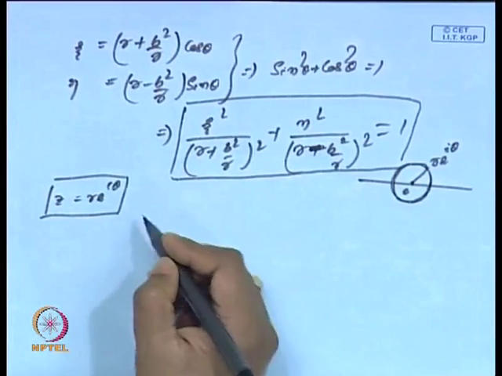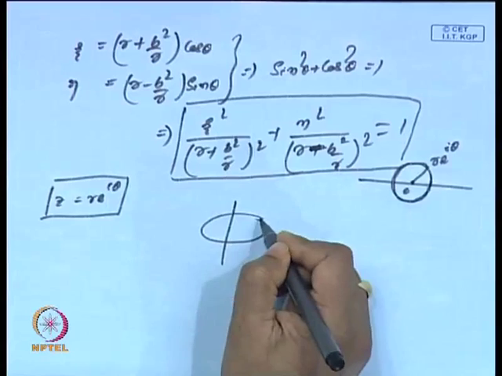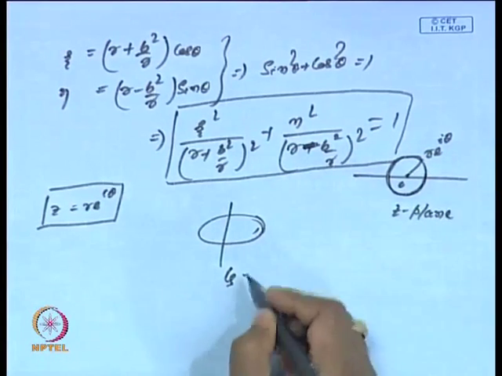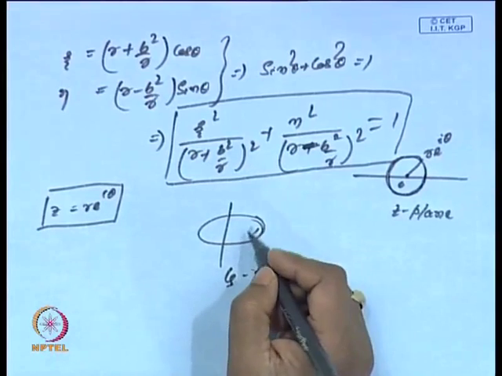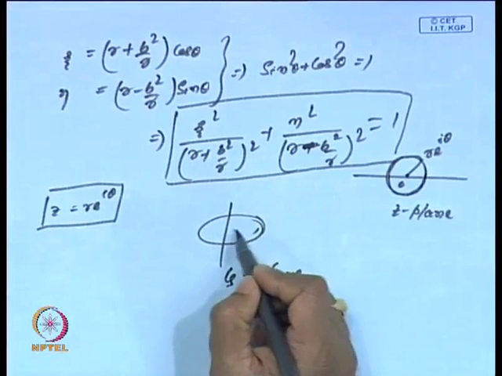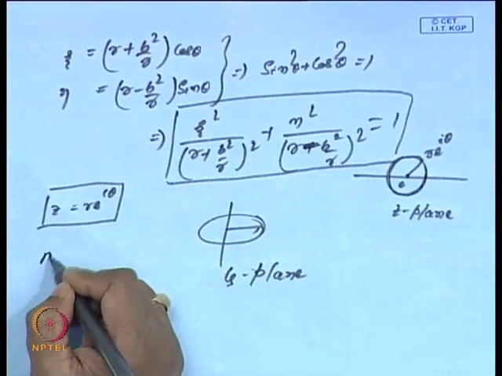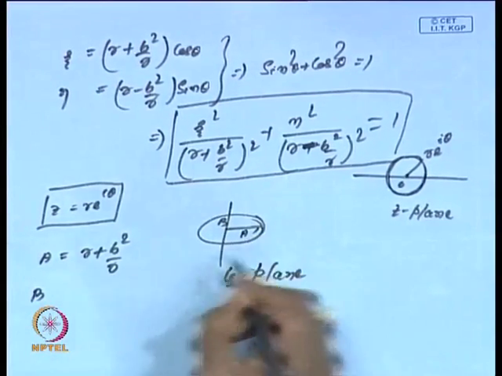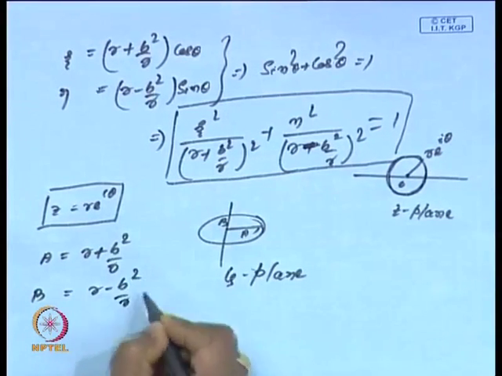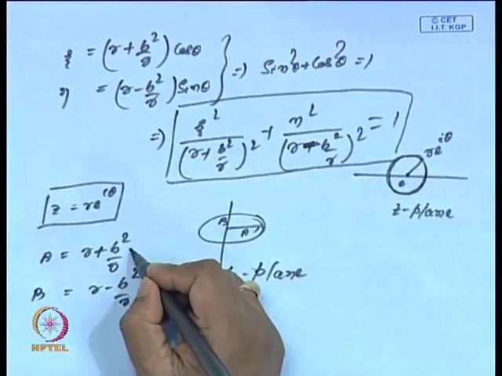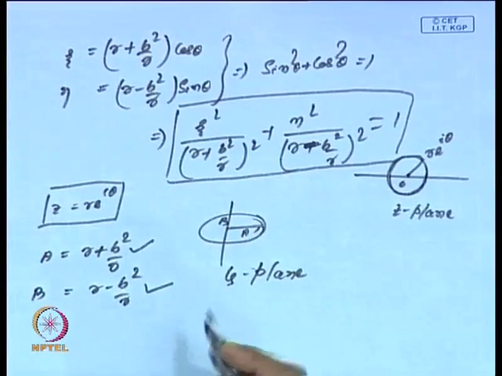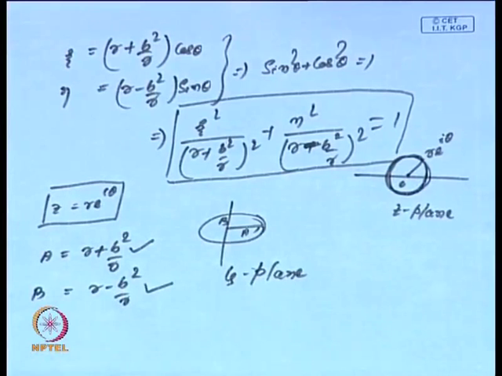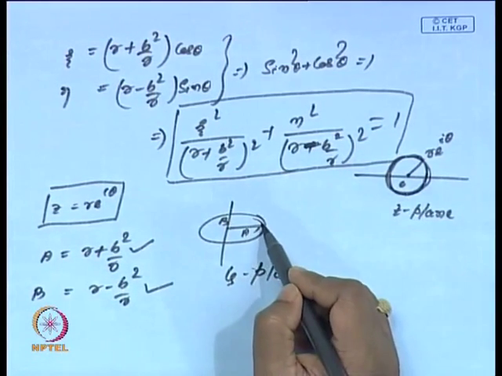So, that means in the zeta plane, and this is the z plane. In the zeta plane, this is an ellipse, and if I call this distance A, my A is r plus b square by r, and my B, this is my A, my B will be r minus b square by r. So, this is the semi major axis, and this is called the semi minor axis. So, we have seen that by using this transformation, we are able to map every point on the z plane to a point on the zeta plane.